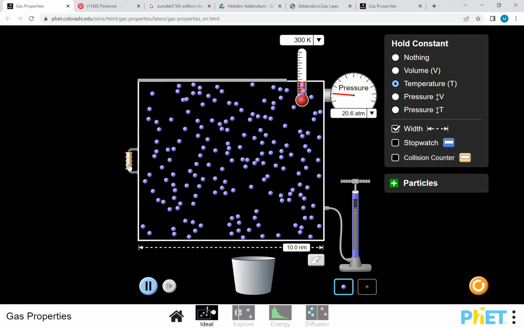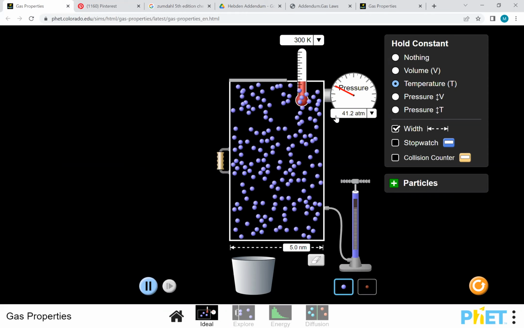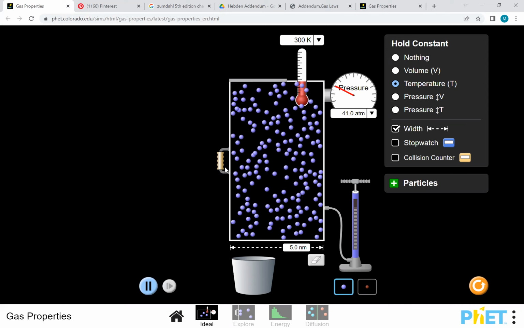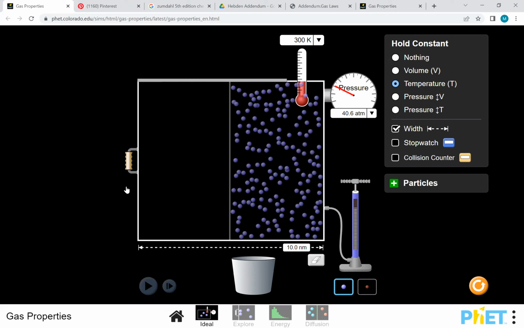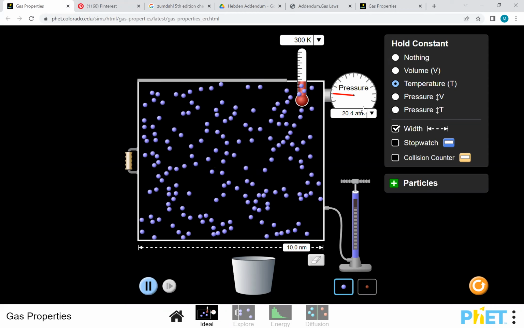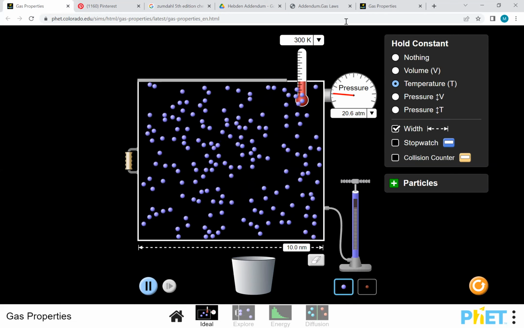So at a constant temperature, take a look at the atmosphere here and take a look at the volume. Now, when I decrease the volume, let's say to about half, notice what happens to the pressure. The pressure goes up. Conversely, if I were to increase the volume, the pressure goes down proportionally. So there's an inverse relationship between volume and pressure.